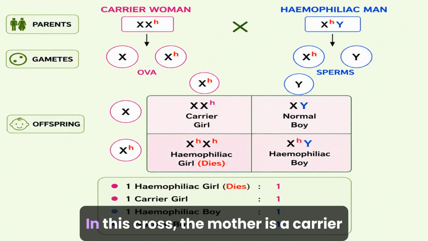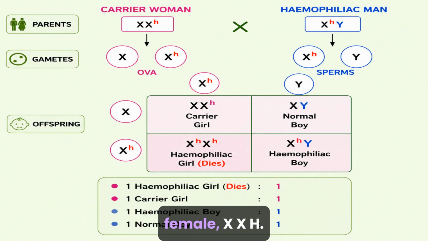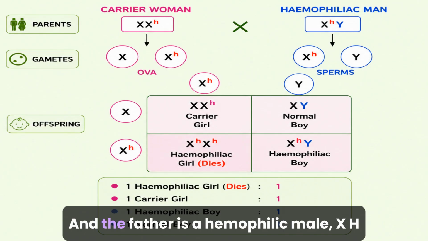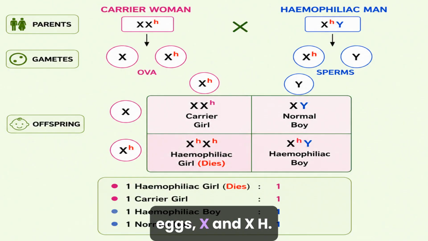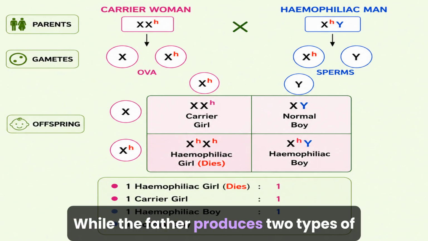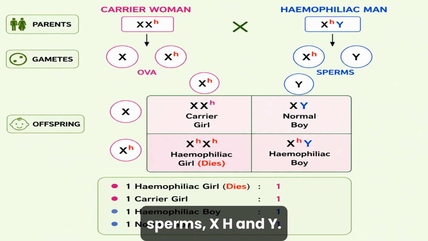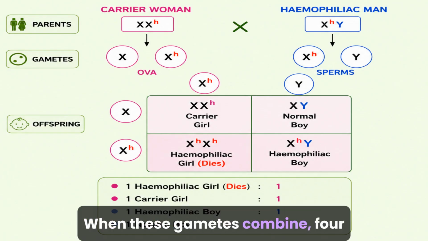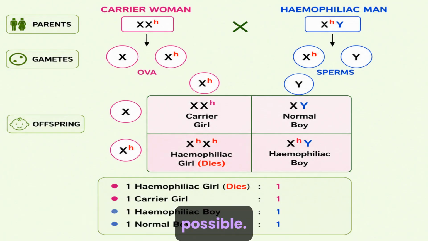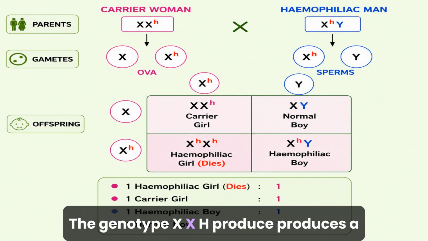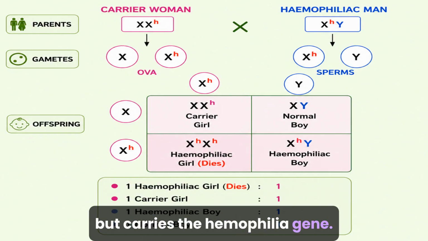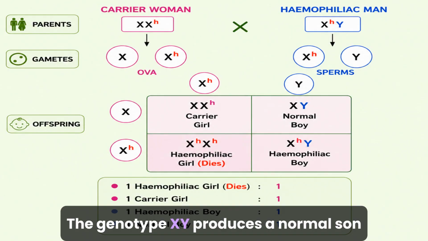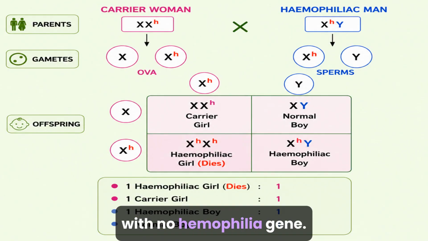Cross 3. In this cross, the mother is a carrier female, XXH, and the father is a hemophilic male, XHY. The carrier mother produces two types of eggs, X and XH, while the father produces two types of sperms, XH and Y. When these gametes combine, 4 different offspring combinations are possible. The genotype XXH produces a carrier daughter who appears normal but carries the hemophilia gene. The genotype XY produces a normal son with no hemophilia gene.